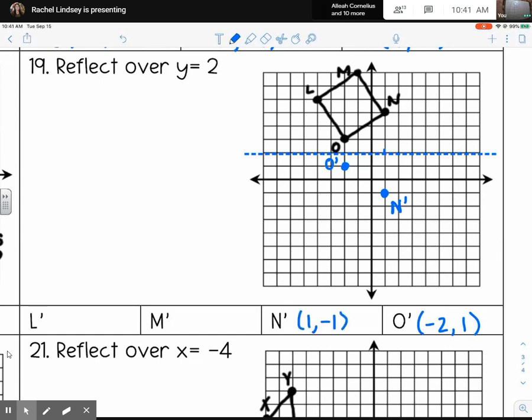And remember, you're reflecting off of that dotted line, but that's not your new axis. You still go off your main axes, the x and y, to count your coordinates. Okay, M is 1, 2, 3, 4, 5, 6 above, so it'll be 6 below. It is at (negative 1, negative 4). Then L is 4 above, L prime is 4 below, and that's at (negative 4, negative 2).